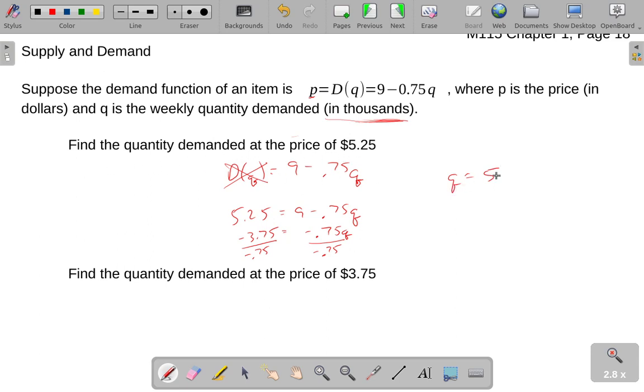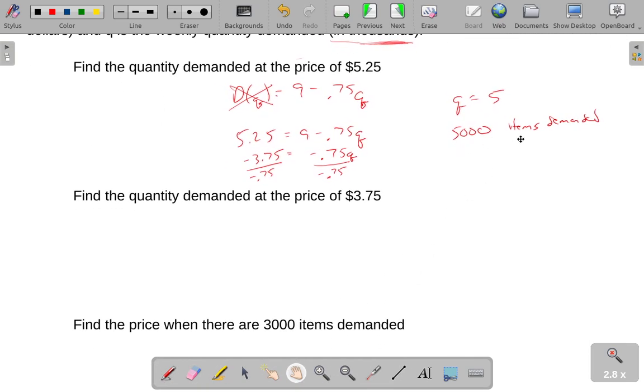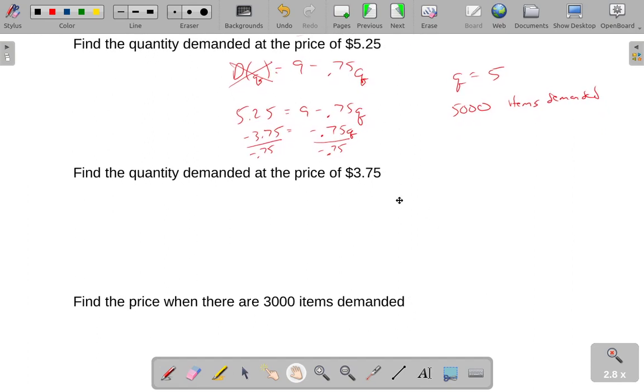Okay, well, Q is 5. Remember, Q is the weekly quantity demanded in thousands. So that means there are 5,000 items demanded. When we say demanded here, what we're talking about in economics is that's the amount that people are willing to buy. They're willing to buy 5,000 of this particular item.